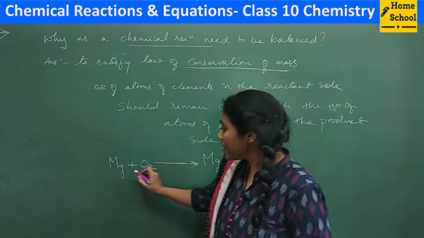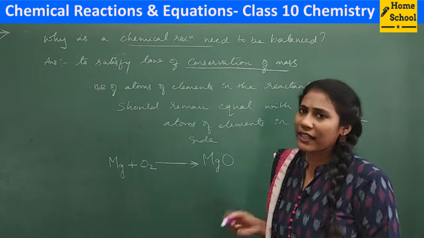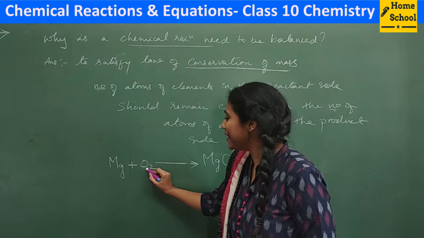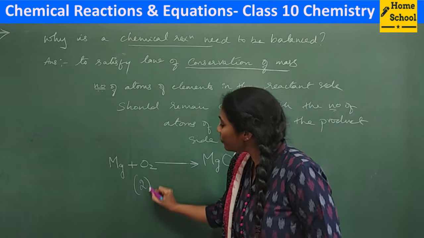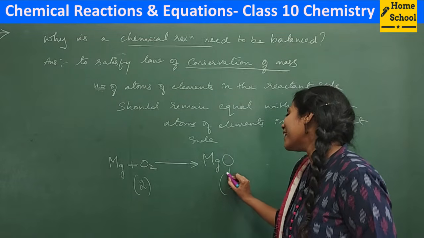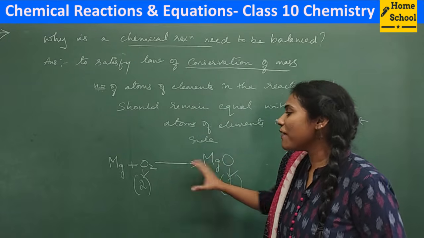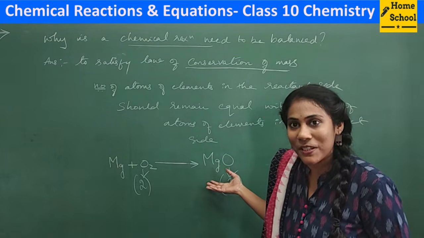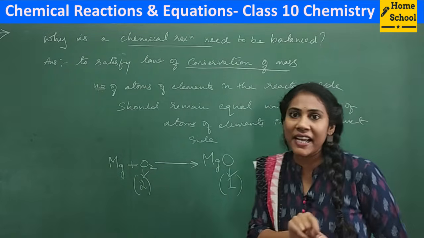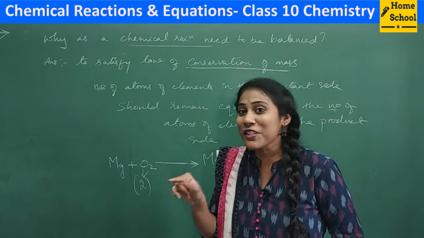Okay, fine. And you see magnesium atoms, one is there in the reactant side, one atom only is there in the product side also. But what about oxygen atoms? In the reactant side, you have 2 atoms of oxygen, but in the product side, you have 1 atom of oxygen, isn't it? See, our law of conservation of mass is not satisfied in this equation. Say you took 2 atoms for the reaction, you had only 1 atom of oxygen. Then where has one more atom gone?